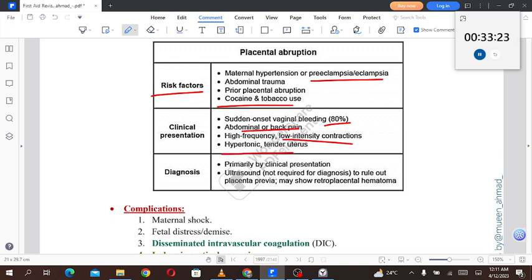Diagnosis is made primarily by the clinical presentation. Ultrasound is not required for the diagnosis. We do the ultrasound to rule out the placenta previa because that can also bleed. Okay. Then on the ultrasound, the abruptio placenta may also show retroperitoneal hematoma because of some reasons.